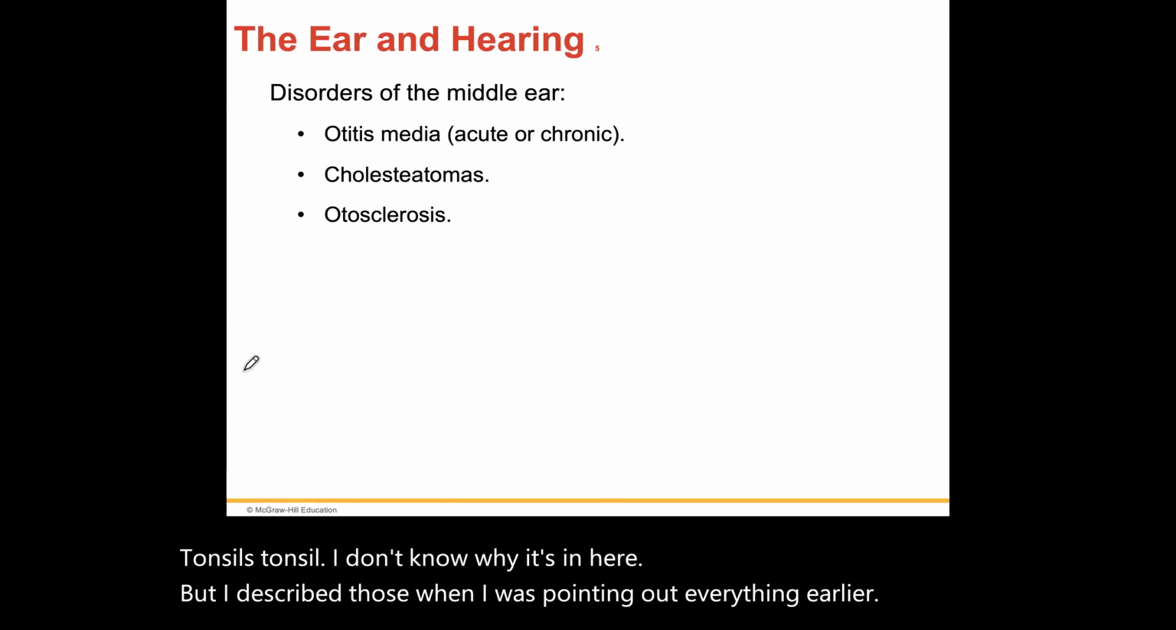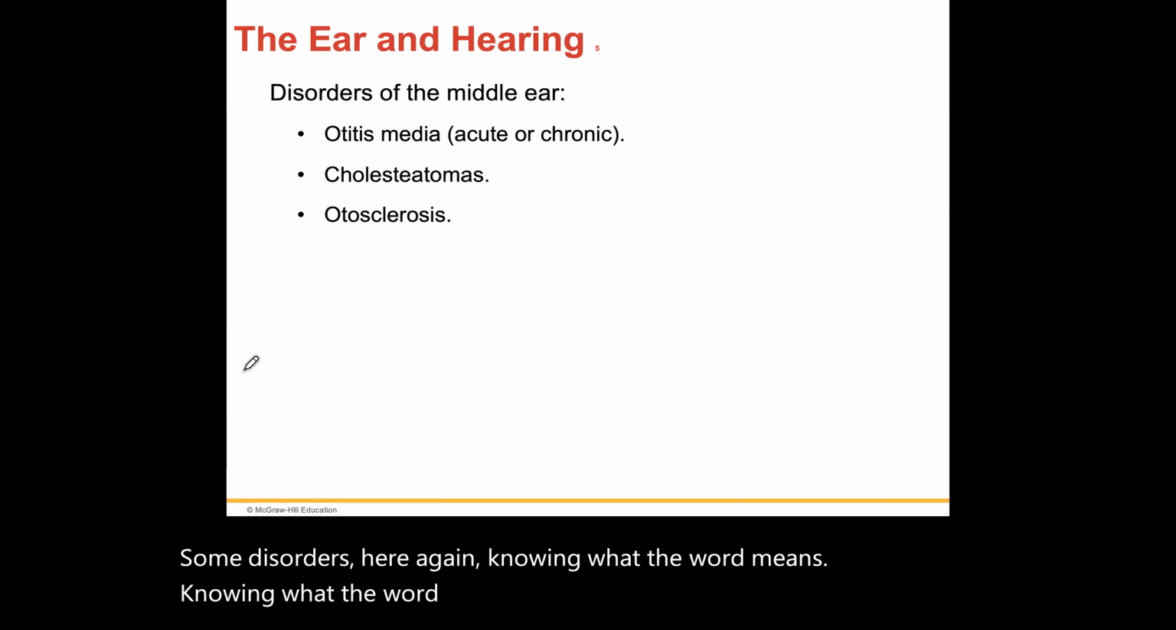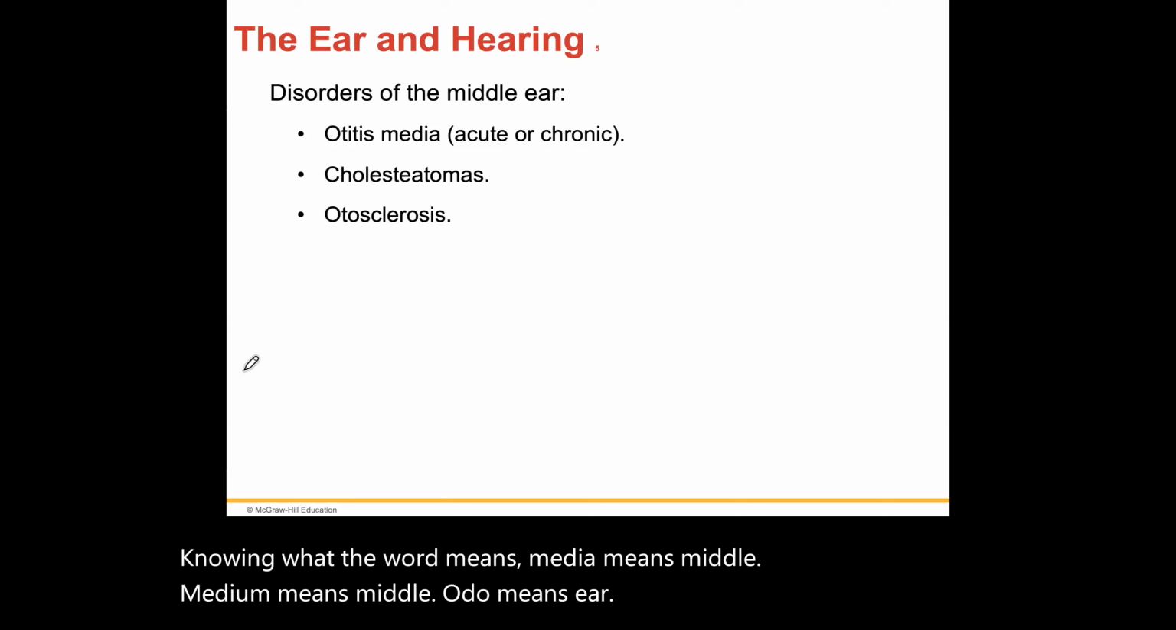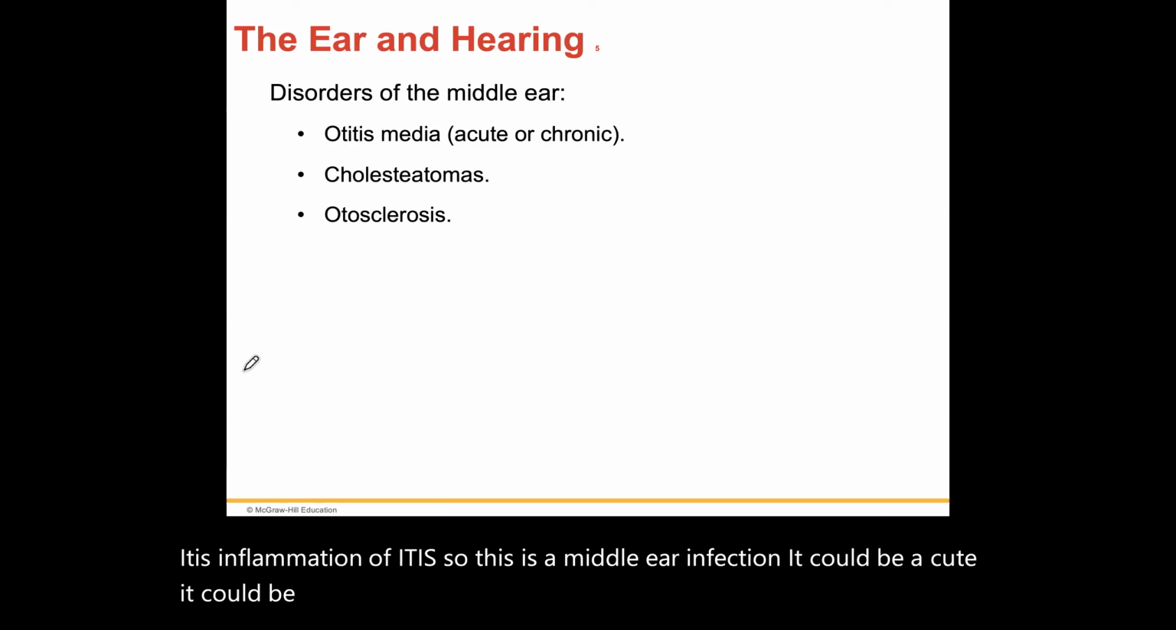Some disorders here, again, knowing what the word means. Media means middle. Oto means ear. Itis, inflammation of. So this is a middle ear infection. It could be acute, it could be chronic. I'm not going to ask you that question.